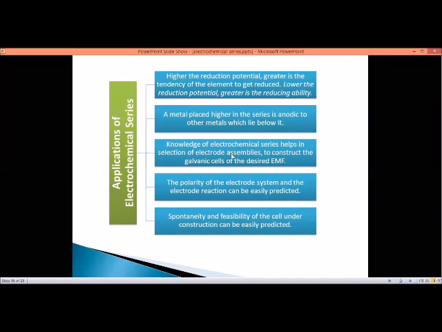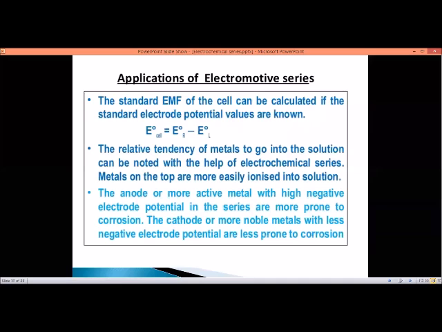Knowledge of the electrochemical series helps in the selection of electrode assemblies to construct a galvanic cell of the desired EMF. So how much electromotive force do I want? I can prepare different types of galvanic cells by taking different half cells. The polarity of the electrode system and the electrode reaction can be easily predicted. Spontaneity and feasibility of the cell under construction can be easily predicted. And we can calculate the EMF of the cell. Just now we calculated E naught of the cell, which is E right minus E left, or E cathode minus E anode.